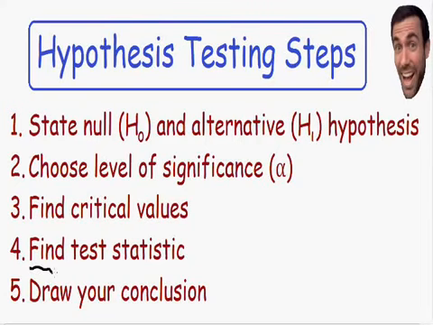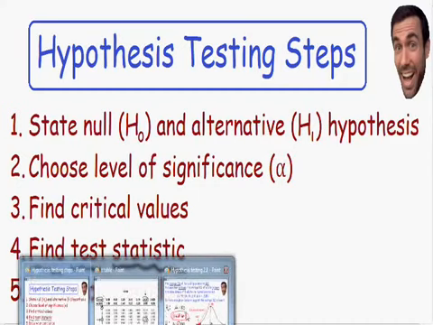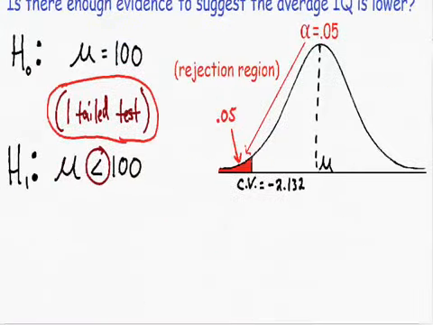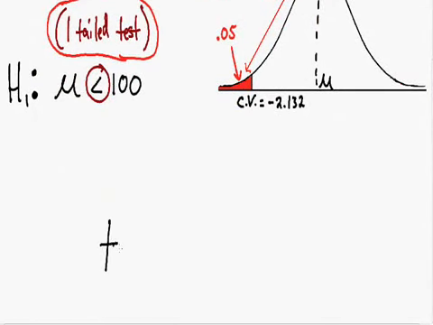Step number 4 says to find the test statistic. The test statistic is just going to be a z-value or a t-value. Like I said before, we're using a t-test, or t-distribution, so our test statistic is going to be a t-value. If we go back to our example, the formula for our test statistic t is equal to the average of the sample minus the average of the population, all divided by the standard deviation of the sample divided by the square root of the sample size n.